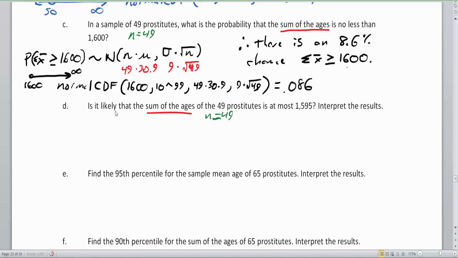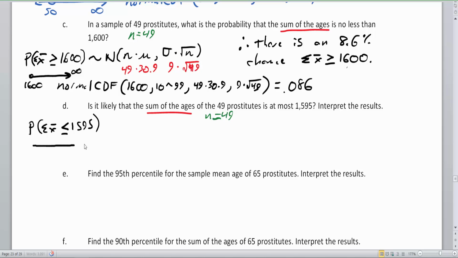All right, so now we have a similar problem here. Is it likely that the sum of the ages is going to be at most? So this is changing the inequality. So here we go. This is going to be less than or equal to 1595. Kind of wish they had used 1600. That way we would have just found the complement of this. But hey, just a little bit more work to get some practice.